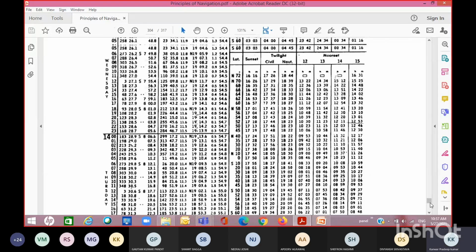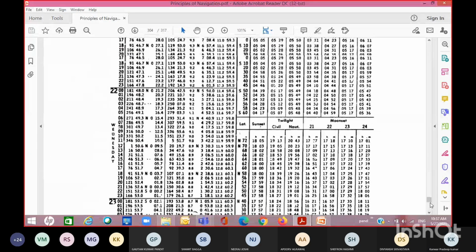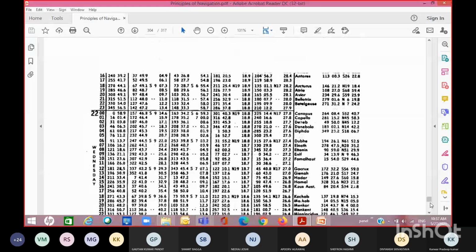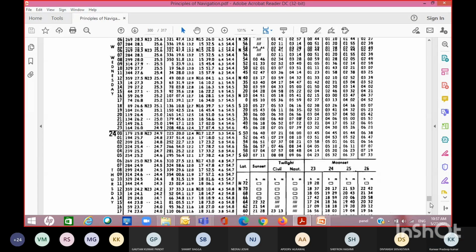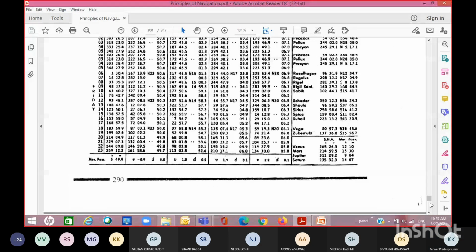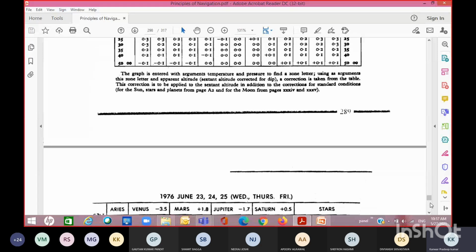Let me see if there is a smaller age of the moon. Yeah, this one. This one is on a different side. If you have the full almanac, then when you leaf through the almanac, you can see the sequence, how it goes. So we'll come back to another topic.